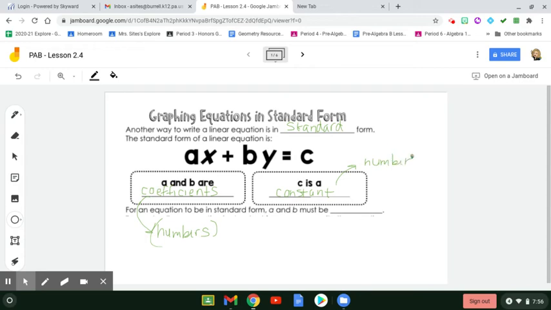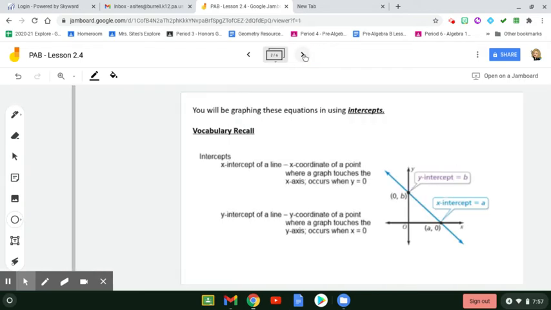For an equation to be in standard form, a and b must be greater than 0. Okay, so an example of an equation that would be in standard form would be something like this: 5x plus 4y is equal to 10, because x and y are on the same side, and then you have just a number like 10 hanging out all by itself.